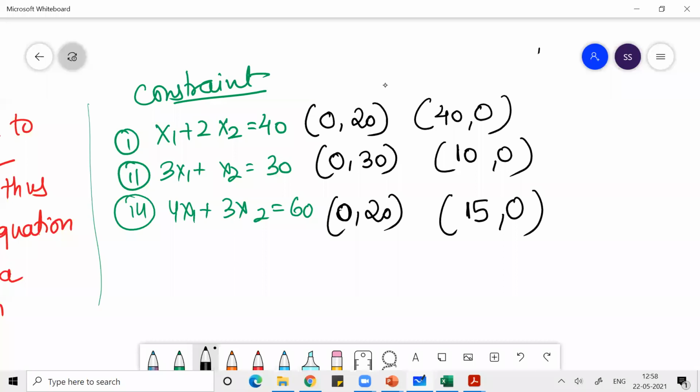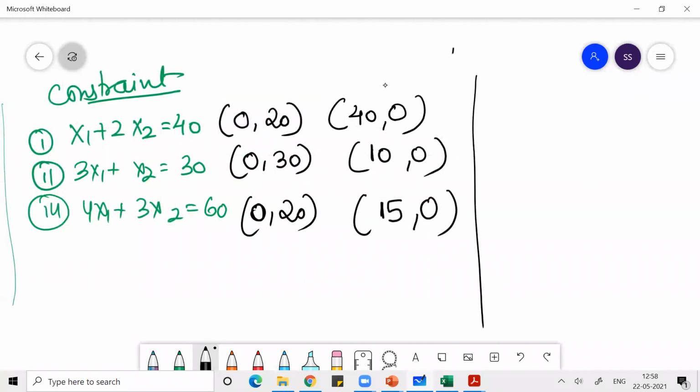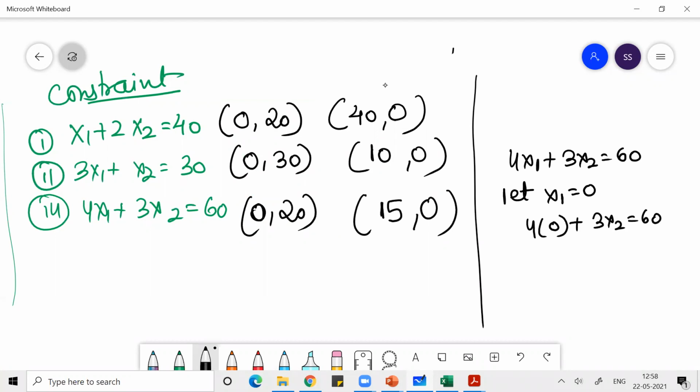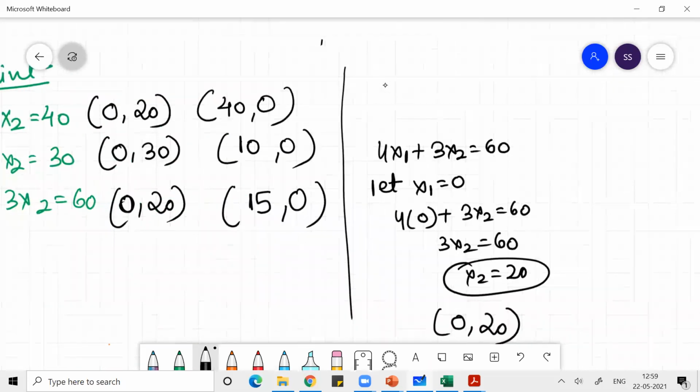So you can put any value of x1 and get the simultaneous value of x2. You can put any value of x2 and get the simultaneous value of x1. I hope you people are understanding. So suppose your equation is 4x1 plus 3x2 equal to 60. Let x1 be 0. Then 4 into 0 plus 3x2 is equal to 60. So 3x2 is equal to 60, so x2 is equal to 20. So if x1 is 0, then x2 is 20.